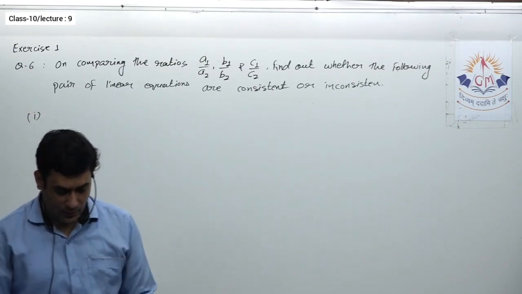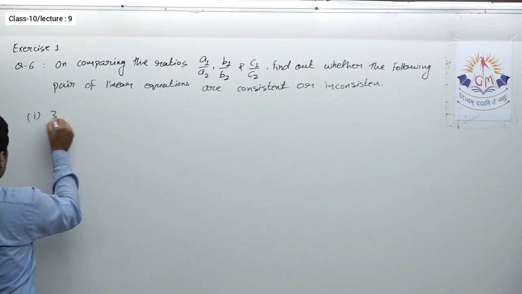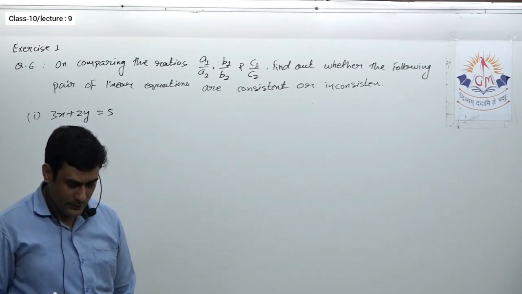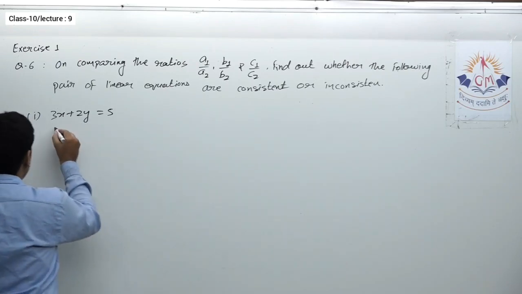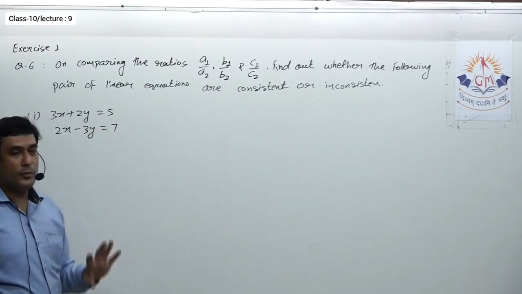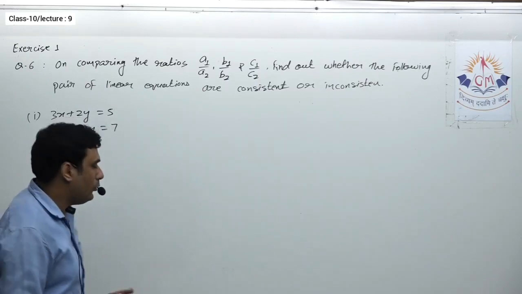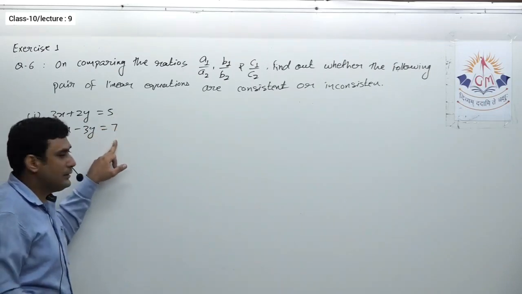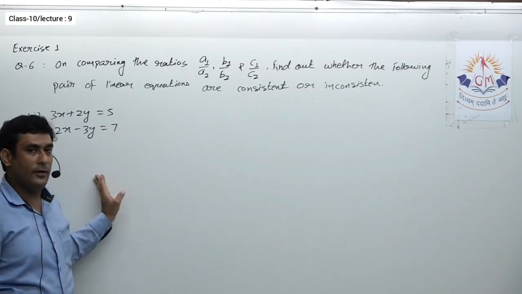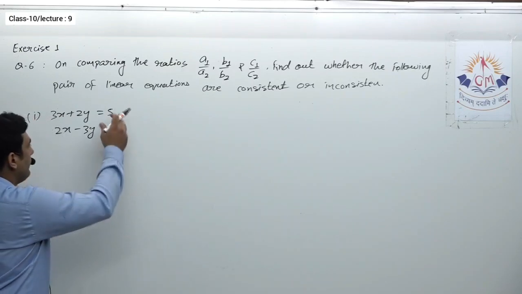Pair of linear equations are 3x plus 2y is equal to 5, and another equation is 2x minus 3y is equal to 7. Now these two equations are actually not in the standard form, that is a1x plus b1y plus c1 equal to 0, but still it will work because the constant term is on the right hand side. So in both the equations the constant term either should be on the left hand side or on the right hand side, then we will consider that as a standard form. So here equations are in standard form.